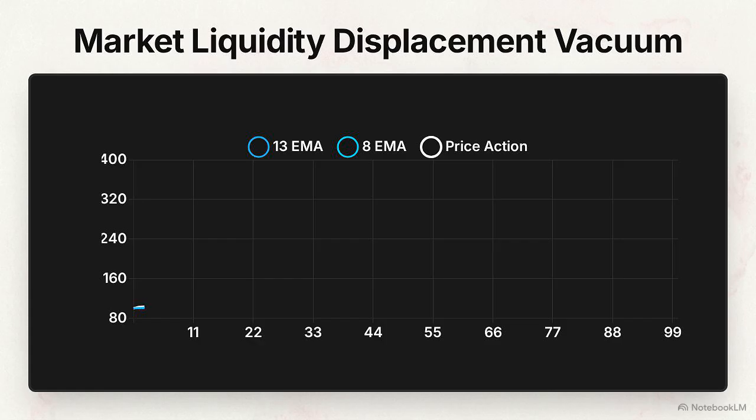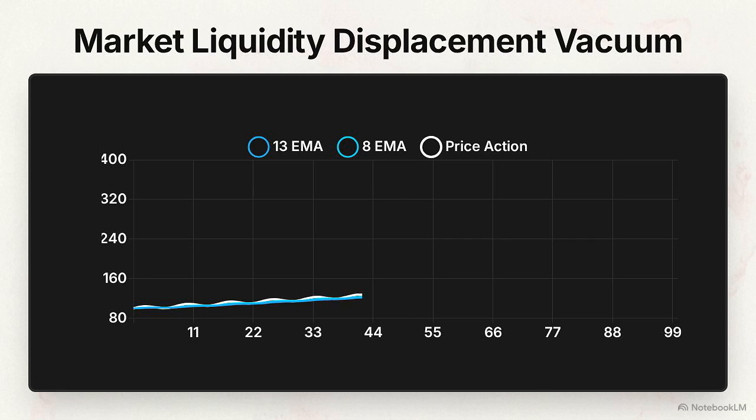This animated chart plots a healthy market, a climbing price line supported underneath by two tightly woven moving averages, the 8 EMA and 13 EMA. Notice how price breathes backward, dipping to touch these lines to collect inventory before pushing higher. A displacement event breaks this rhythm entirely.